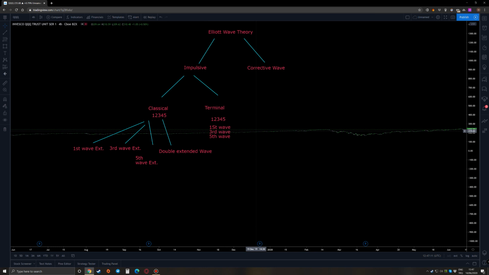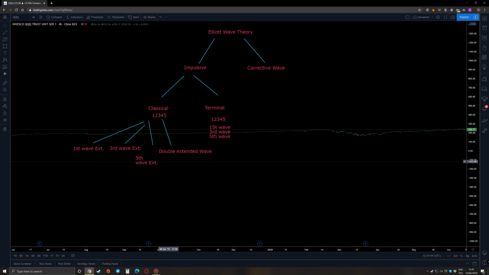They will have an extension too, but their extension is a little bit different. In our extension, the classical impulsive extension, what we need is 161.8 out of the second largest wave. In this terminal move, there is one wave that is bigger than the others. I'm talking about the first wave, third wave, or the fifth wave. Either the first, third, or fifth wave will be big, but their bigness is a little bit different. There is no Fibonacci ratio limit for it, so I will not say it has to be minimum 161.8. As long as one is the longest, it's good to go.